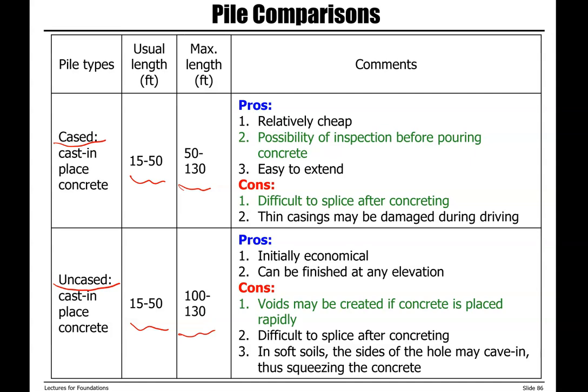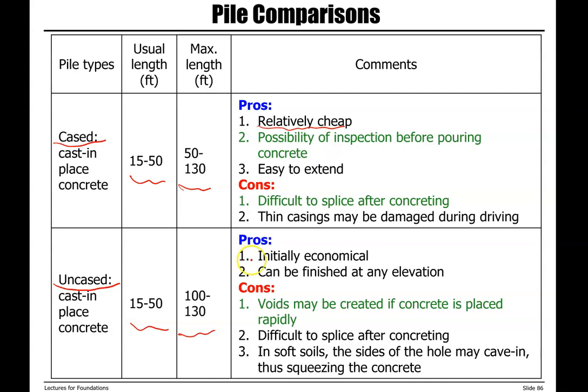Let's look at pros and cons of cased cast in place concrete. Compared to some other options, it can be cheaper. It provides us with the opportunity to do the inspection before pouring concrete, and it's easy to extend. It's difficult to splice after hardening of concrete. Thin casings can be damaged during the driving process.